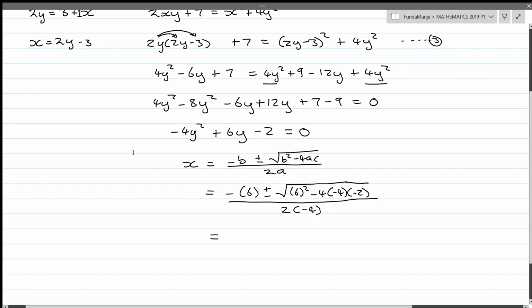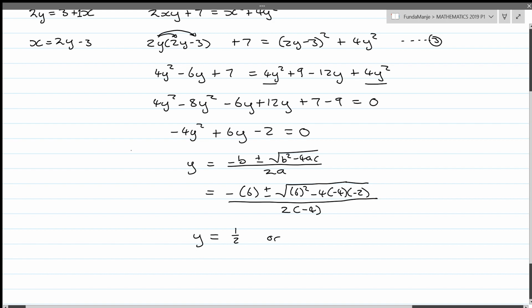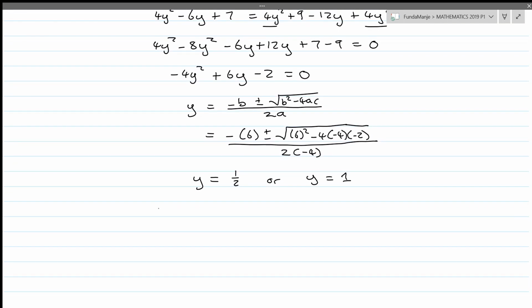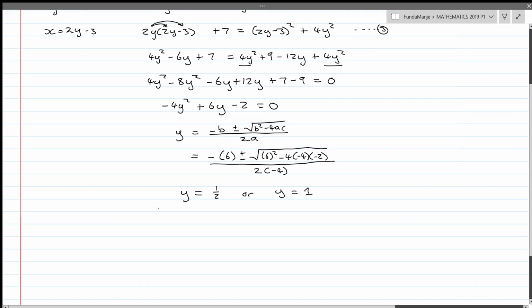You will get, excuse me for this mistake, it should be y over here. So if putting this on your calculator, you get y is equals to a half, or y is equals to 1. Then you have found the values for y, but now we still need to find the values for x.